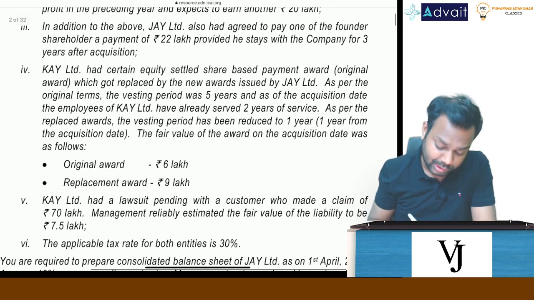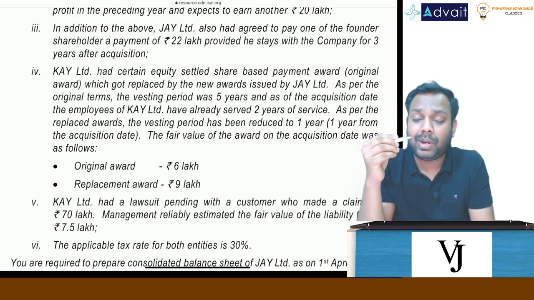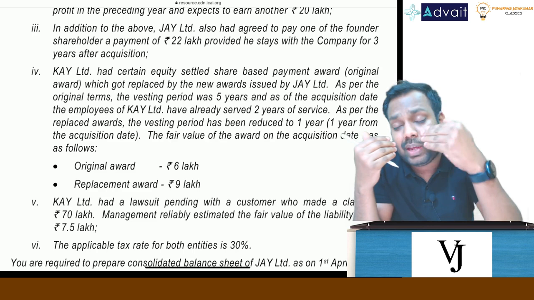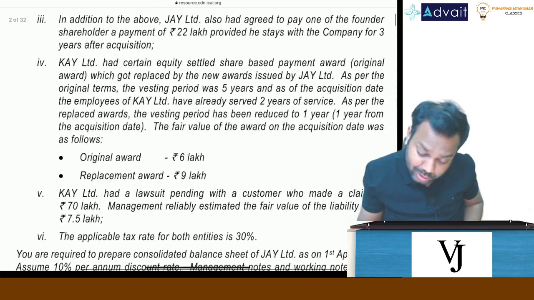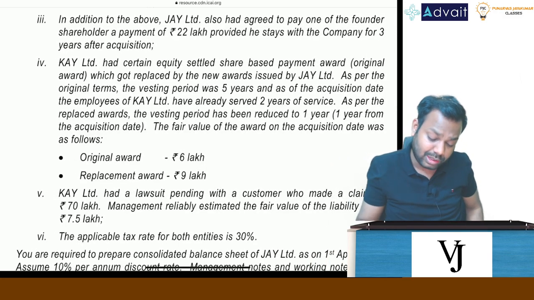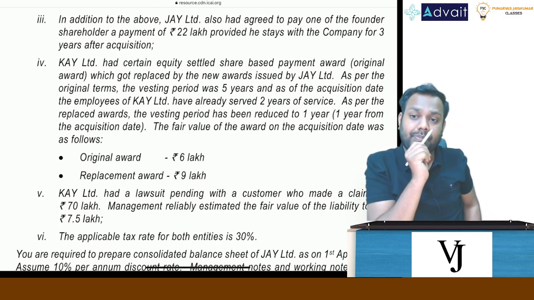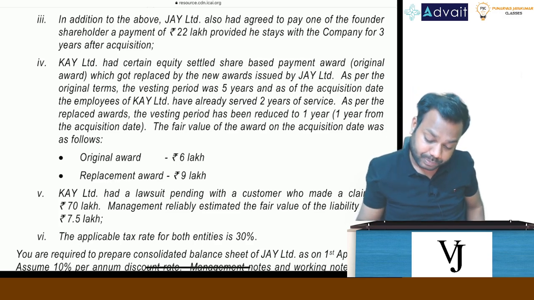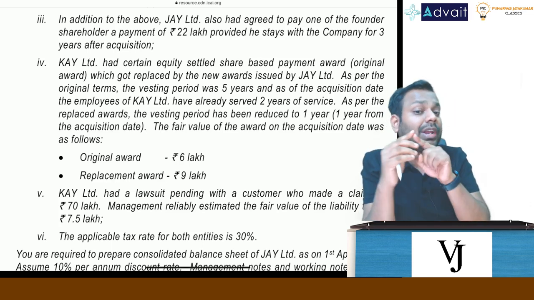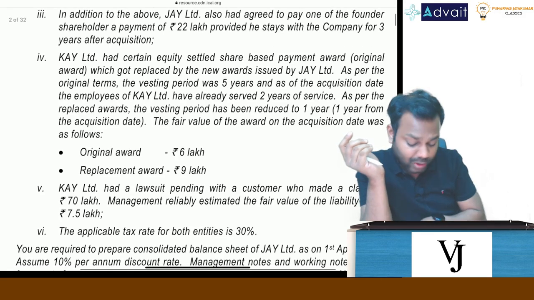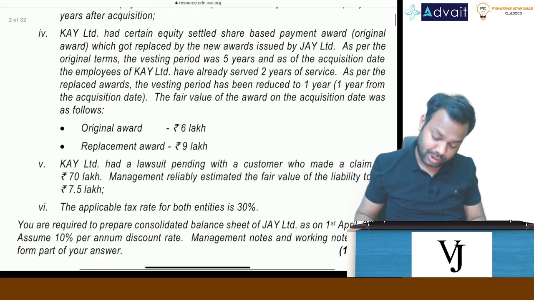We will take the fair value of the original award, that is 6 lakh. We will multiply the service period of the employees, which they have already served for the acquiring company. So now see what is the period. They have already served 2 years of service. As of the date of acquisition, the employees of K Limited have already served 2 years of service. So divided by the total vesting period, which is higher of original vesting period or the revised vesting period. So what is the original vesting period? 5 years. What is the revised vesting period? Reduced to 1 year, means 2 plus 1, that is 3 years. So I will write it off here.